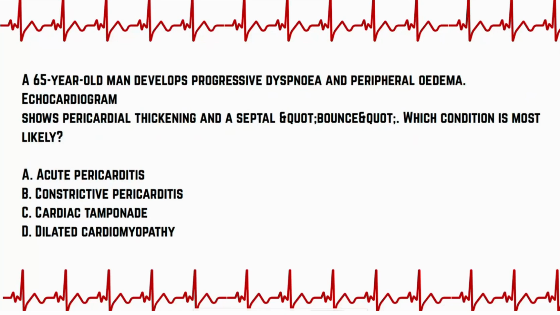Now, a 65-year-old patient develops progressive dyspnea and peripheral edema. Echocardiogram shows a pericardial thickening and a septal... I have no idea what happened there. But which condition is most likely?